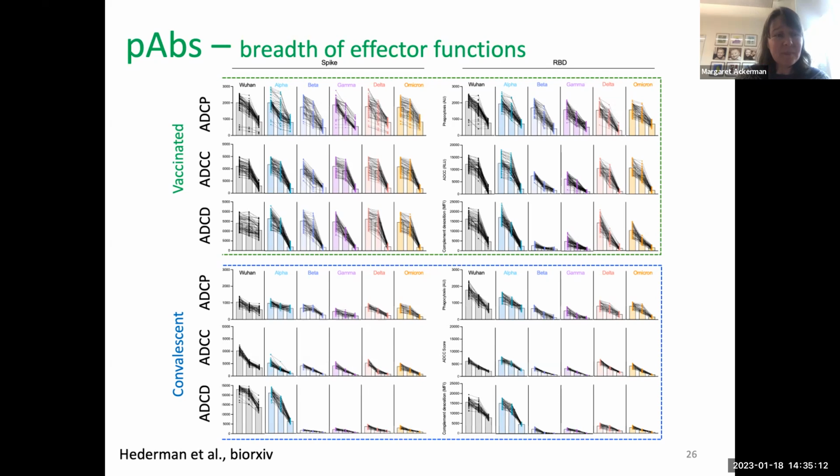And what you can see is that while there are differences in the functional potency of responses in vaccinated and convalescent subjects, particularly in the vaccinated subjects, functions are not completely lost as the virus diversifies. And so phagocytic activity, ADCC, and complement deposition are all reasonably well maintained even against the Omicron variant shown in orange at the far right of each panel. So functional breadth in terms of effector functions appears to be much greater than neutralization breadth.